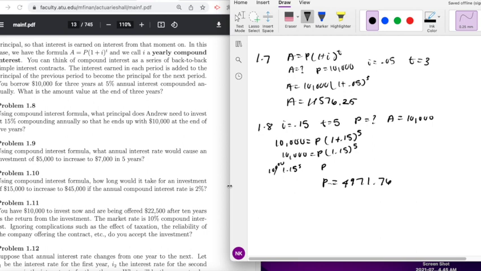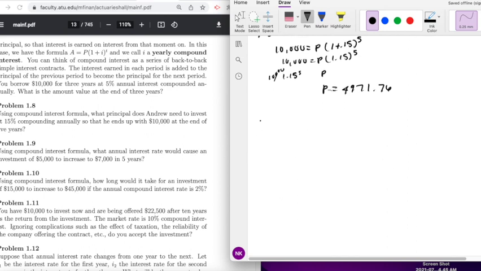Alright, 1.9, using the compound interest formula. This is kind of easy because they tell you what formulas to use. For 1.9, what annual interest rate, so we're looking for the interest rate, would cause an investment of $5,000 to increase to $7,000, with t equals 5 years.